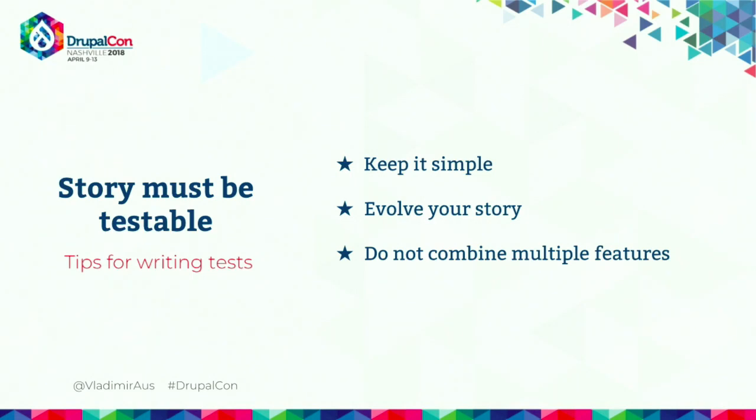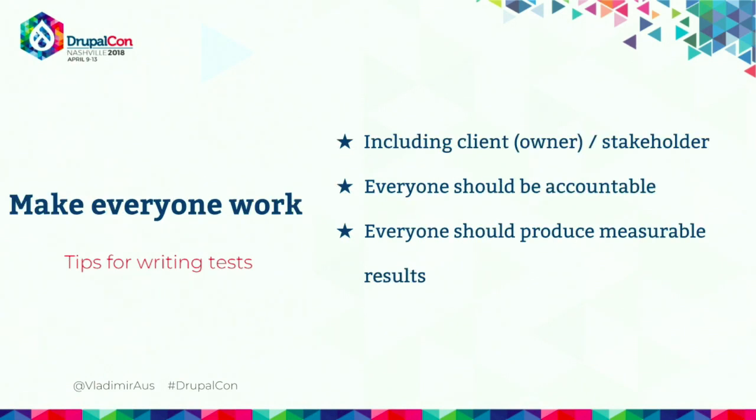Story must be testable. I changed it from test must be testable, as I said before, because it sounds right. Keep it simple, as we saw before. Evolve your story, like I added this user pick right in the end. Do not combine multiple features. Make everyone work.